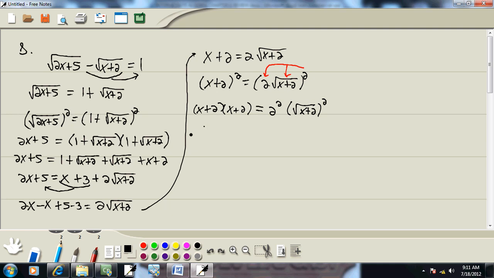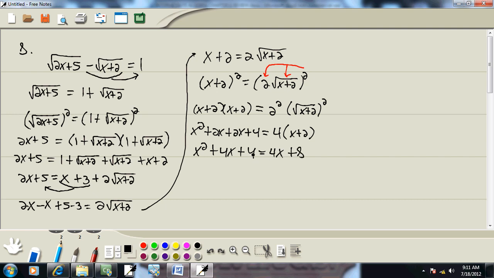Now over here, x times x is x squared. x times 2 is 2x. 2 times x is 2x. 2 times 2 is 4. On the right side here, 2 squared is 4, and then this gives me x plus 2. The square root and the second power cancel each other out. So we got x squared plus 4x plus 4. And over here, you multiply the 4 through distributive property. 4 times x is 4x. 4 times 2 is 8.